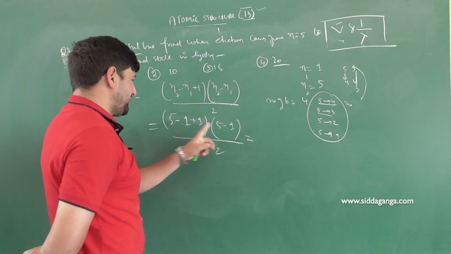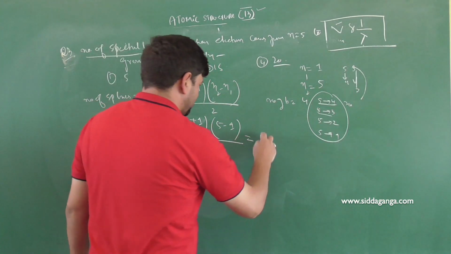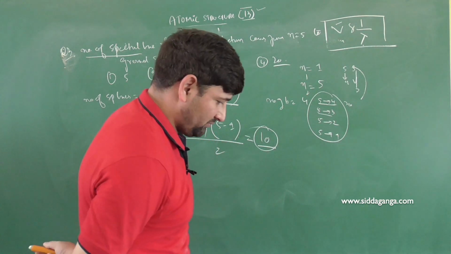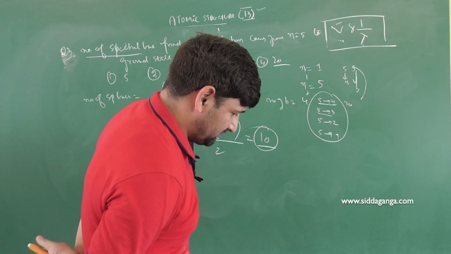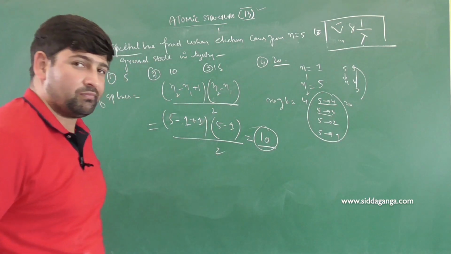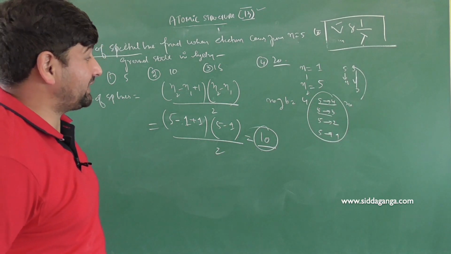That is 5 into 4 by 2. So how many spectral lines will be produced here? 10 spectral lines. Am I clear? Clear or not? You can calculate. Yesterday we have done that calculation.